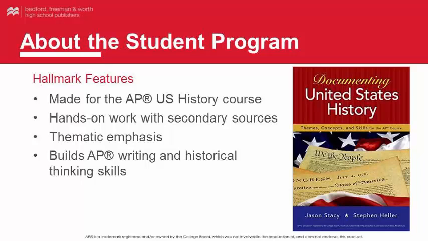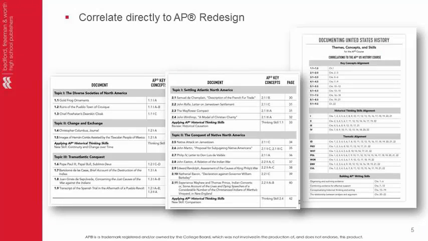While we look through Documenting U.S. History, think about how you teach your students to write the discussion-based question. Rest easy knowing that this text correlates directly to the key concepts, historical thinking skills, and themes from the 2015 updates to the AP U.S. History Framework. Complete correlations for key concepts, thematic alignment, and AP writing skills can be found in the book's front-end paper and in a separate document your rep can provide.